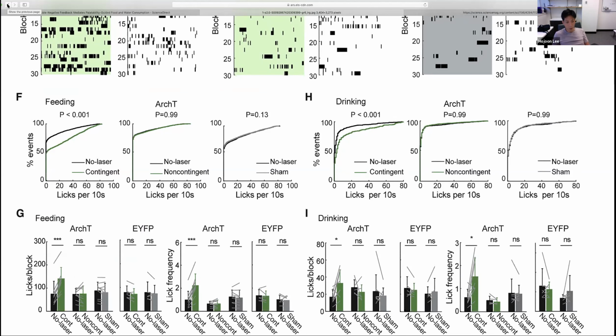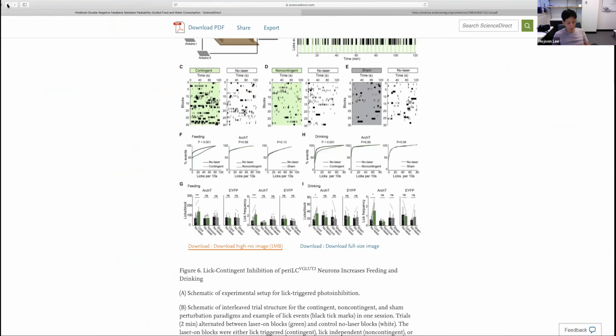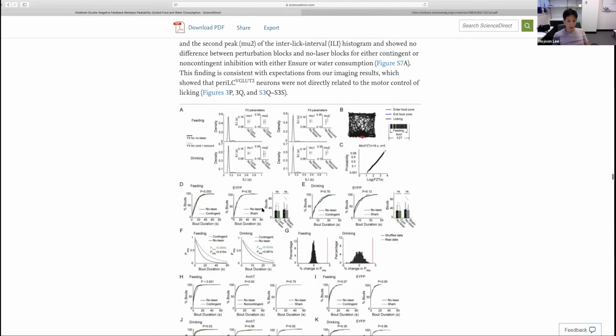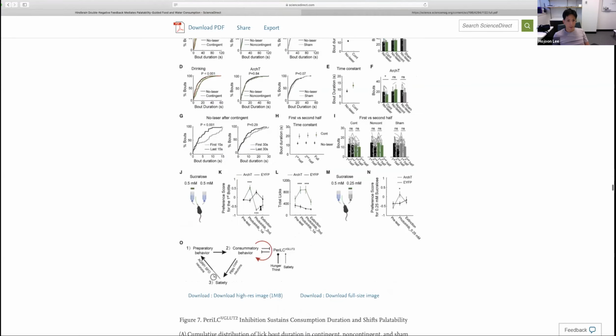Yeah. Can we move on? Okay, because the next one is also kind of connected. Figure 7.